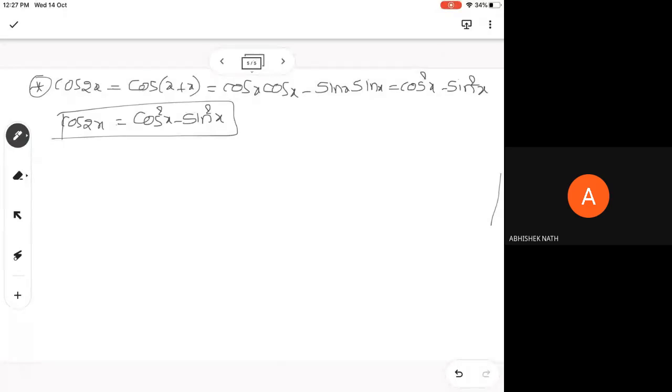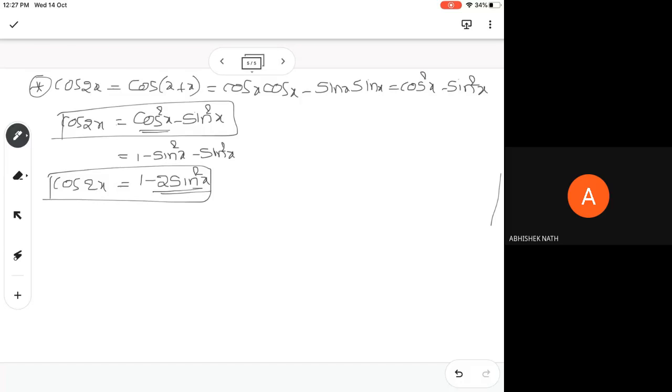If you want to convert this completely into sine, cos square x can be written as 1 minus sin square x. So 1 minus sin square x minus sin square x gives 1 minus 2 sin square x. So cos 2x can be written as 1 minus 2 sin square x.